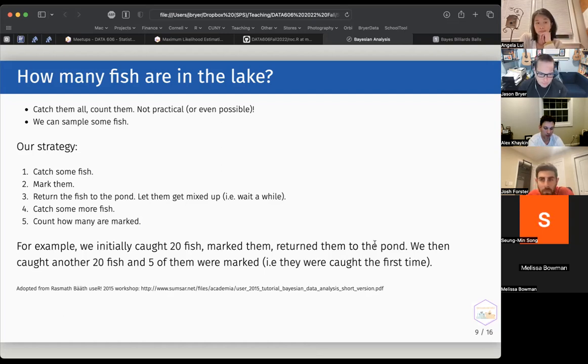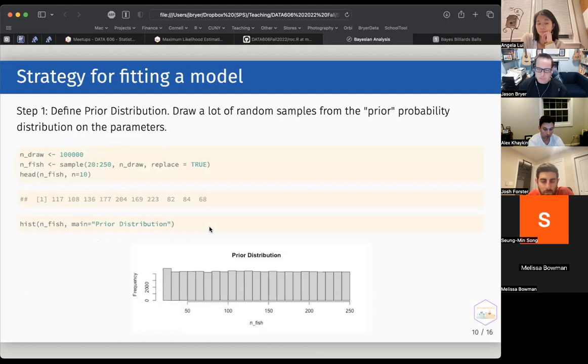Now, specifically what we did is we caught 20 fish, we marked them, and when we went back out, 5 of them were marked. So we caught 5 fish twice. And that's what we have. So that's what we want to use to try to figure out how many fish are in the pond.